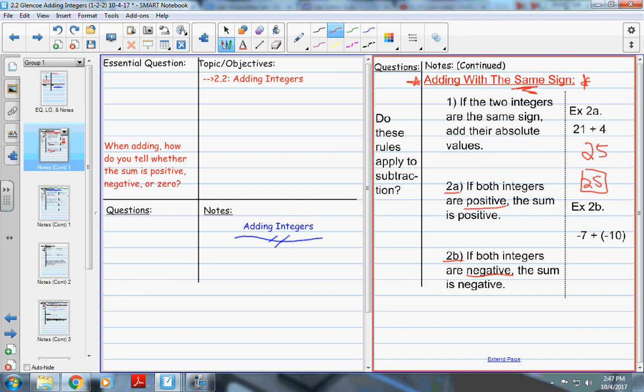So again, on example 2b, we'd start with step 1. Are the two integers the same sign? We have -7 plus -10. They are the same sign, so we go to 2b. Since both integers are negative, the sum is negative. And 7 plus 10 is 17. So our answer is -17. Pretty clear, huh? Okay, let's move on.